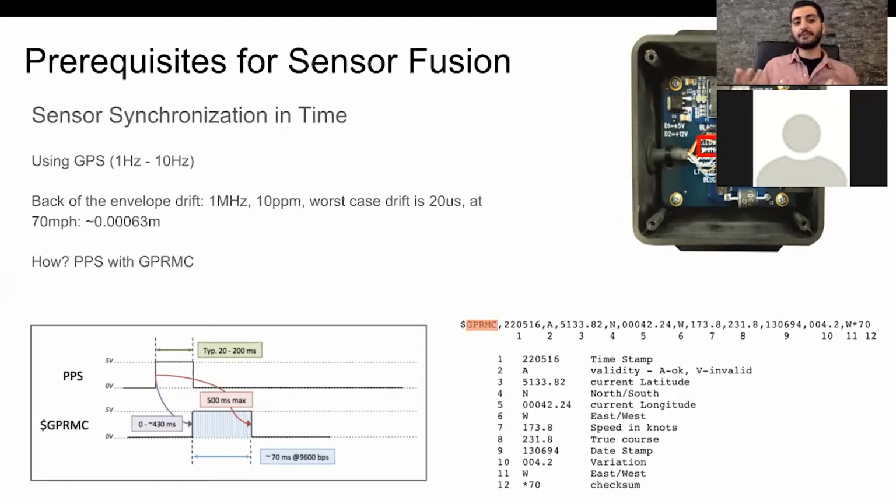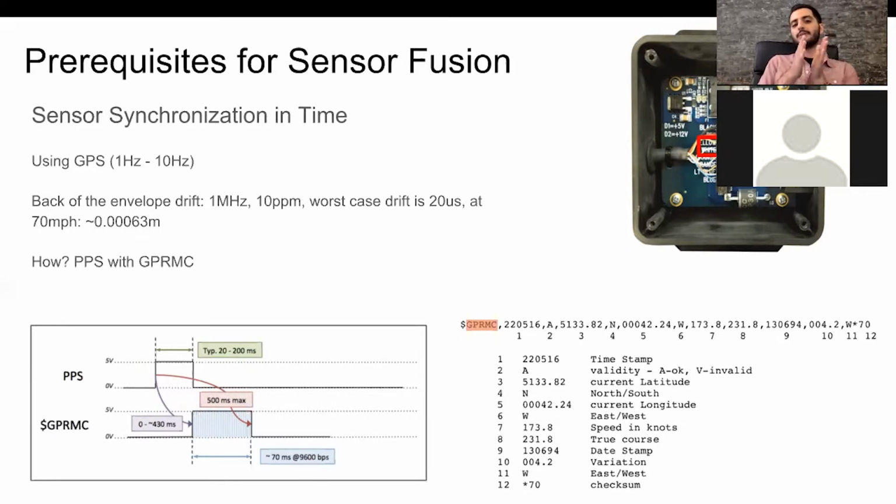Let's say we have a vehicle traveling at 70 miles per hour, and we're trying to synchronize what each one of the sensors is observing in space. Our error would then translate to about 0.63 millimeters for those 20 microseconds of drift, which is still acceptable in an autonomous driving application.